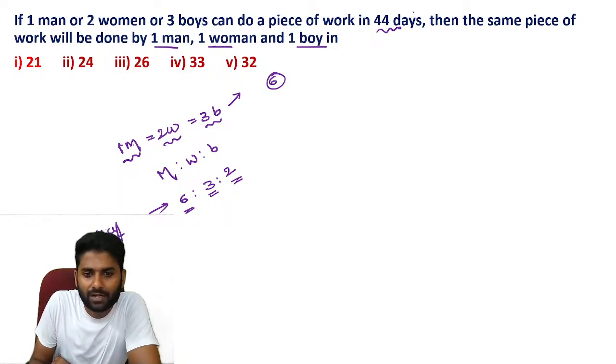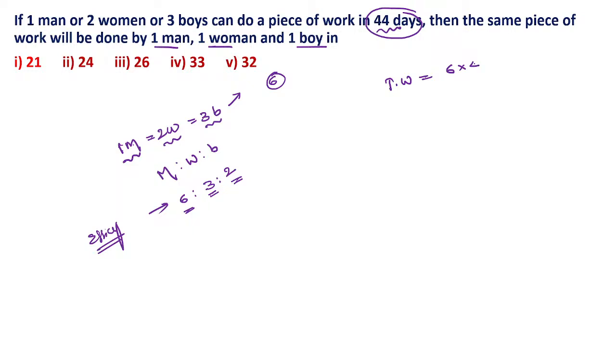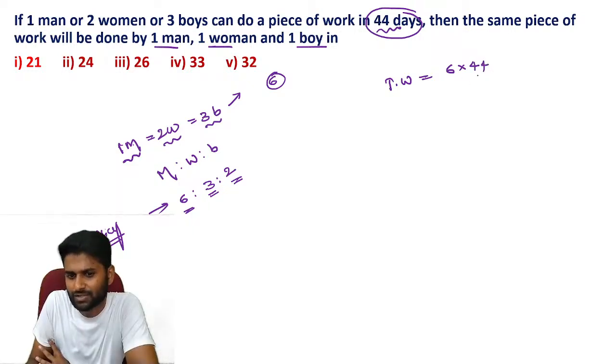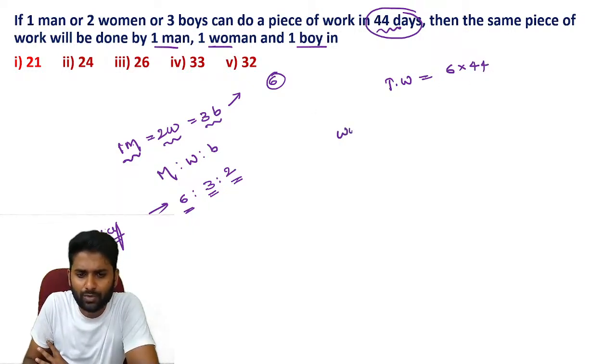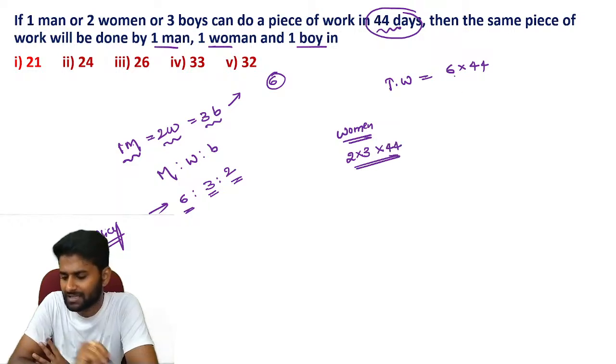Now, they will complete the work in 44 days. Let's take this information. Total work is equal to one man takes 44 days, or two women take 44 days, or three boys take 44 days. If you take one man, the efficiency is 6 units and he completed it in 44 days. That's why it is 6 into 44. If you go through the women, you will get the same answer. Why? Because here two women participated, so each woman's efficiency is 3 and they will complete it in 44. Still you will get the same.